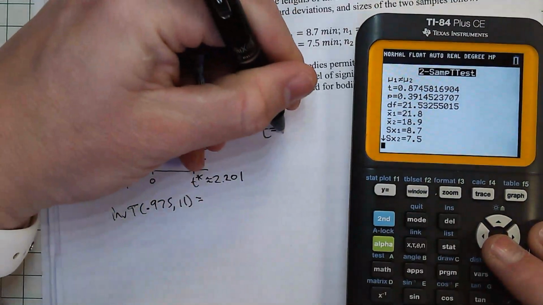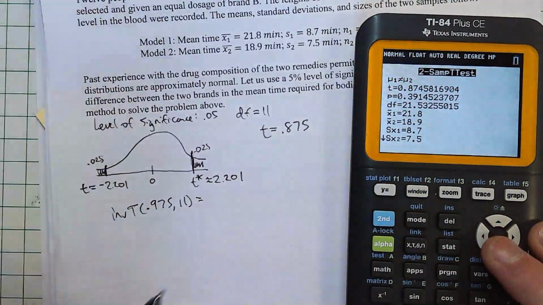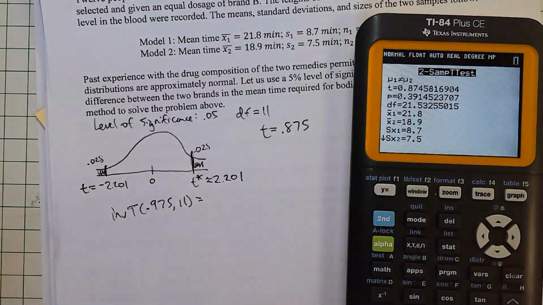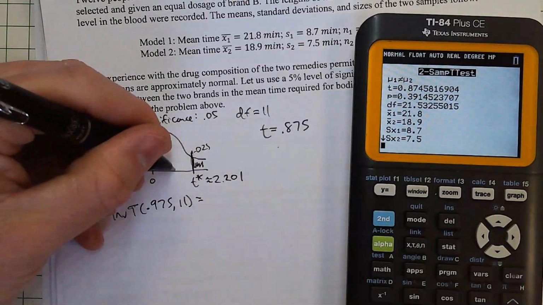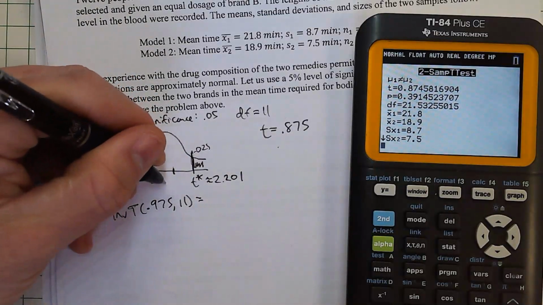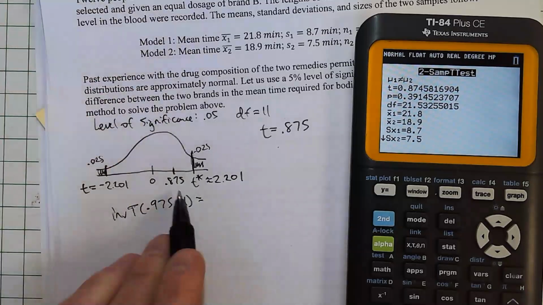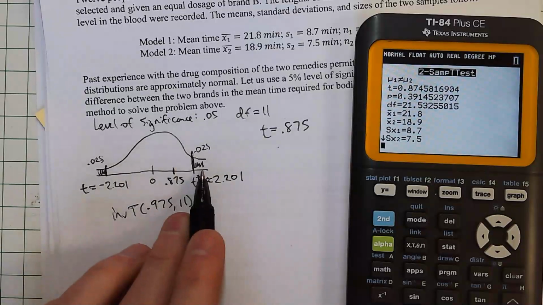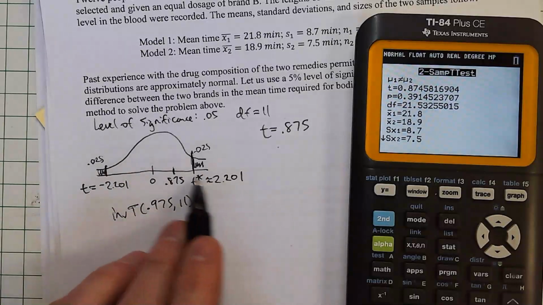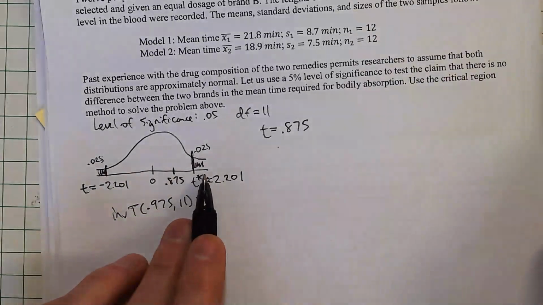My T is 0.875. So then what I'm going to do is plot the T statistic that I calculated on this curve. So 0.875 would be right here. So the question is, does this value dip into the rejection region? If it dips in the rejection region, then you will reject H0. But if it doesn't, then you fail to reject H0. This does not go in the rejection region.